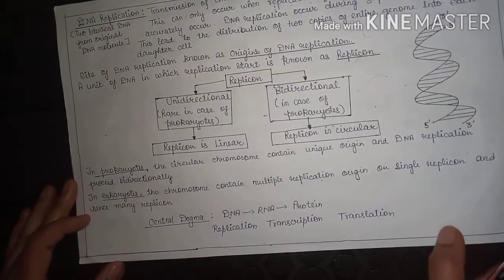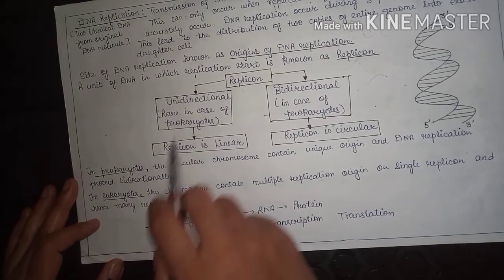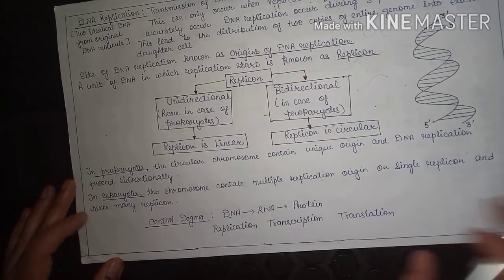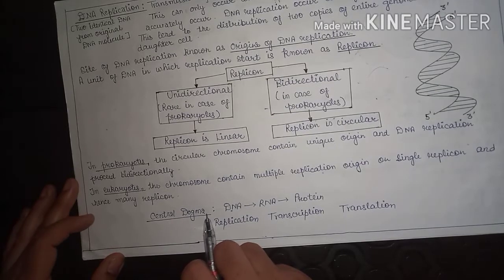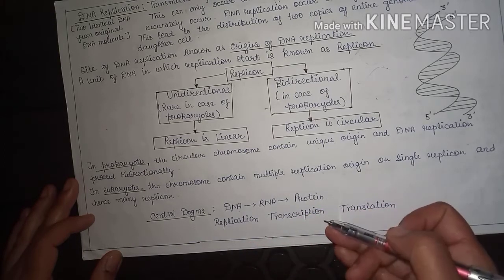There is no specific origin present there, and this is known as unidirectional, where the replicon is linear. There is a mechanism known as the central dogma, through which protein is made in our body.